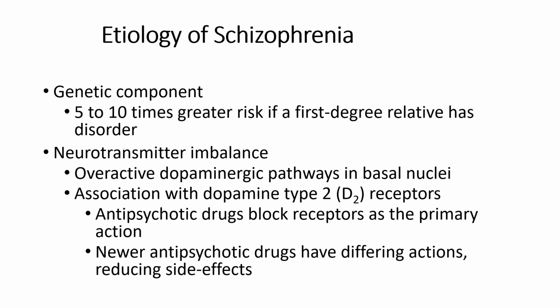We also think it's a neurotransmitter imbalance, in particular excessive dopamine in the nervous system. And that's why you're going to see that many of the antipsychotics block dopamine as their primary action. Some of the newer antipsychotics work slightly differently, but I would still think of schizophrenia as excessive dopamine in certain parts of the brain leading to this condition.